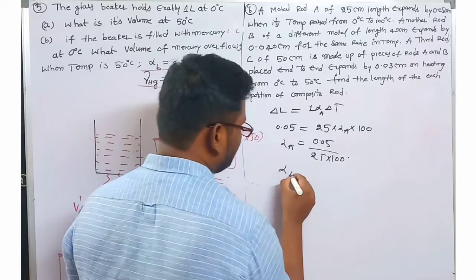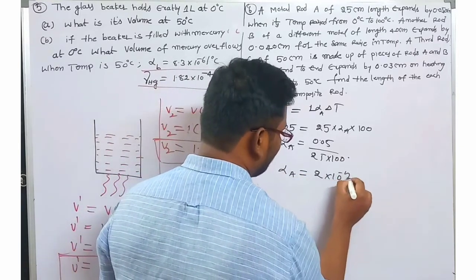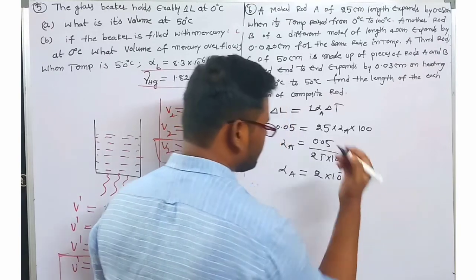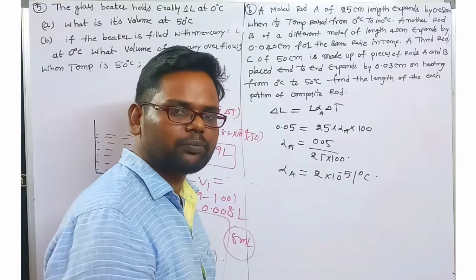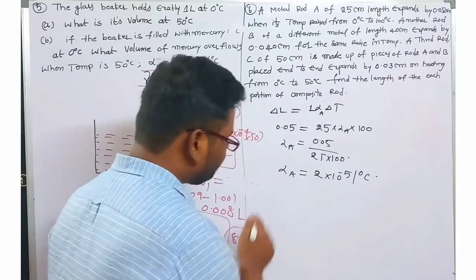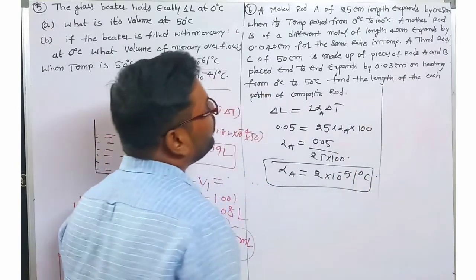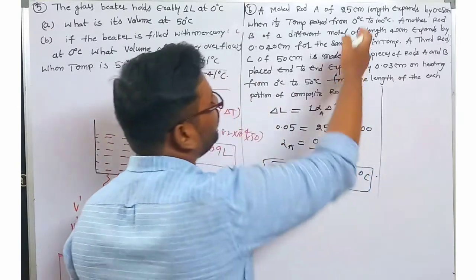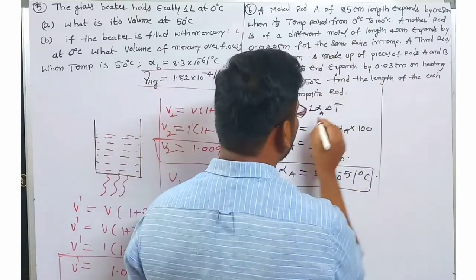So by using this we can write alpha A as 2 into 10 to the power of minus 5 per degree Celsius. Now for metal rod B, for the same temperature rise it has a length of 40 centimeters, right.